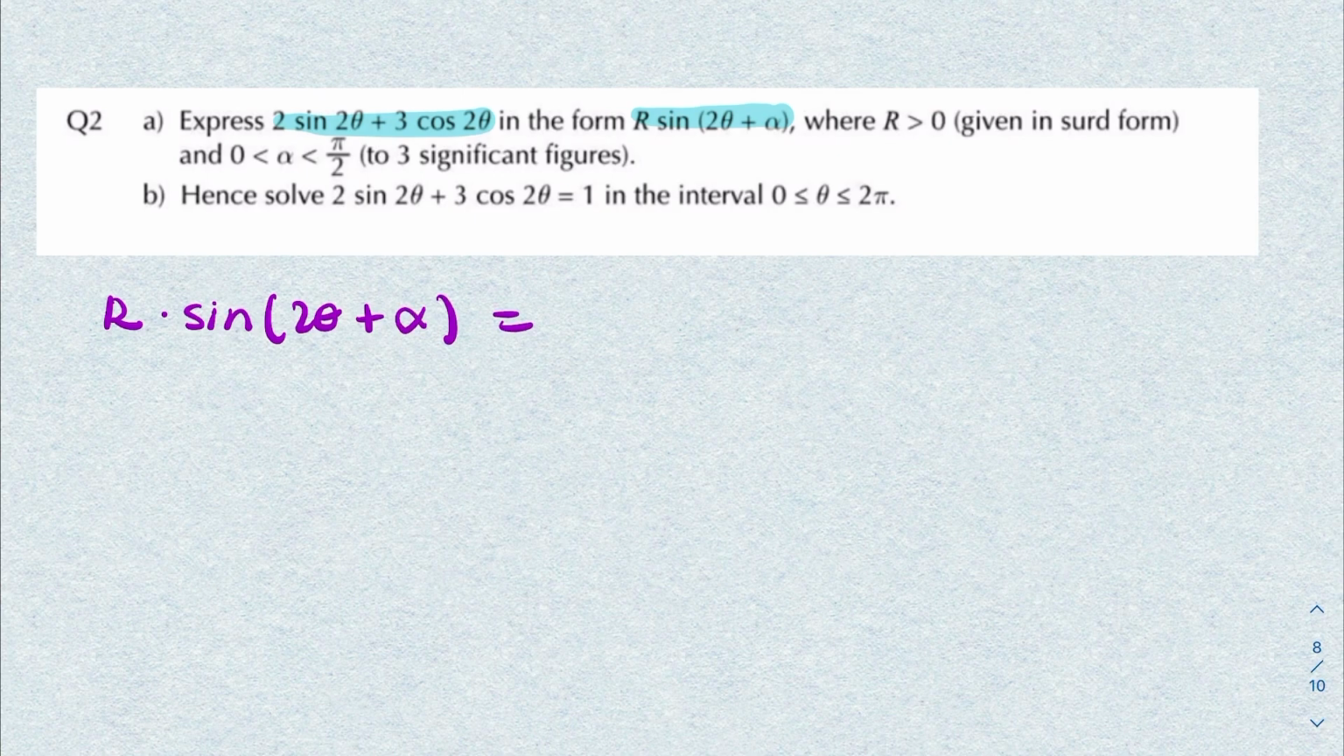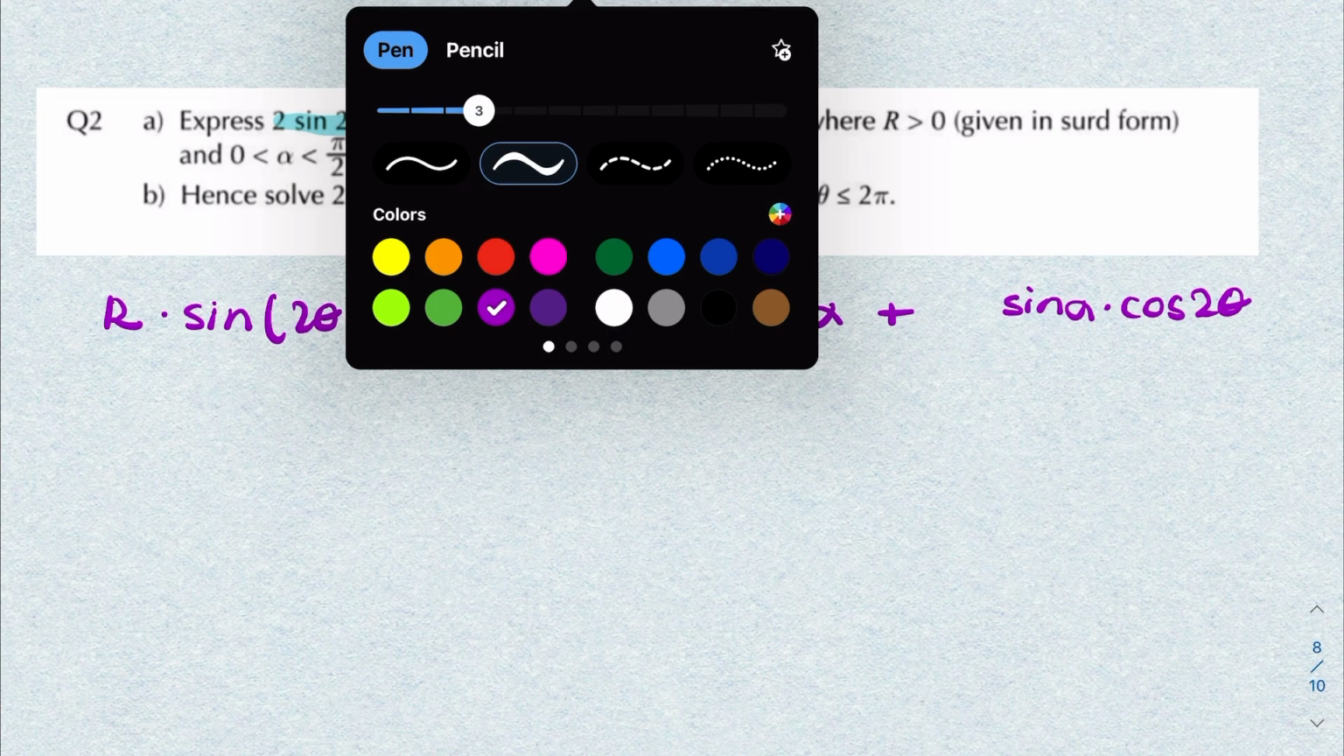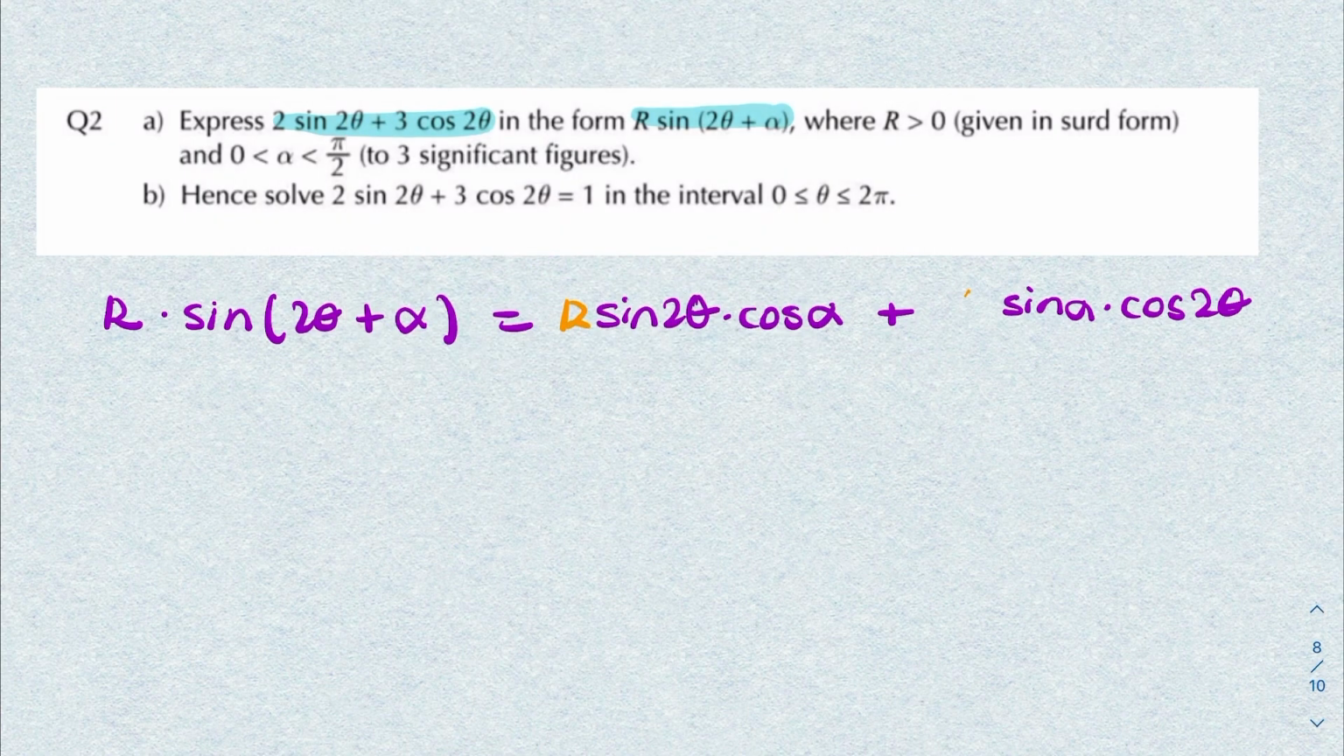Whenever you have two angles added together in the sine, what you have is sine of the first times cosine of the second plus sine of the second times cosine of the first. I think that should have been a theta. There. And we've got this variable r here and here because of this.